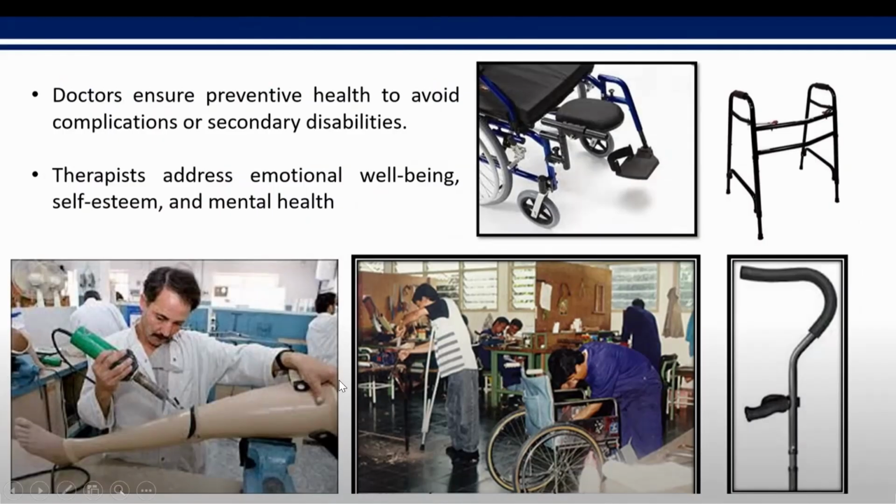So these can be the provisions made for a person who has a single leg, so that the other leg can be artificial. And the therapist addresses emotional well-being, self-esteem, and mental health. So these are the photographs showing the possible solutions from the doctors and therapists.